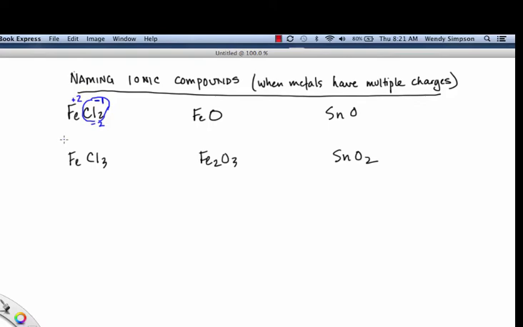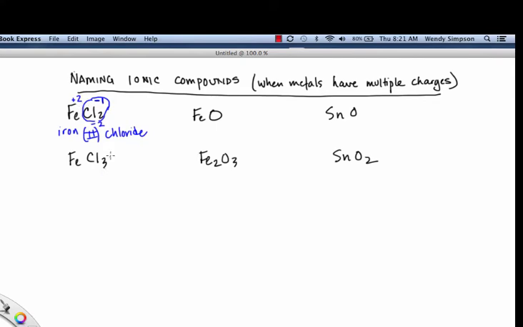So that means that this variety of iron in this compound is iron 2, and therefore we would name it iron 2 chloride. We use a Roman numeral to indicate the charge of that cation as being iron 2.